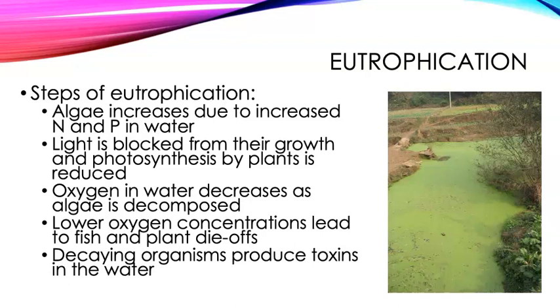The other big problem is algae in large quantities can also die off very quickly. They don't live very long. And then as they decompose, they're going to eat up oxygen in the water. So their actual decomposition process is going to lower the oxygen level, and that can lead to fish and plant die-offs because both plants and fish need oxygen for respiration.